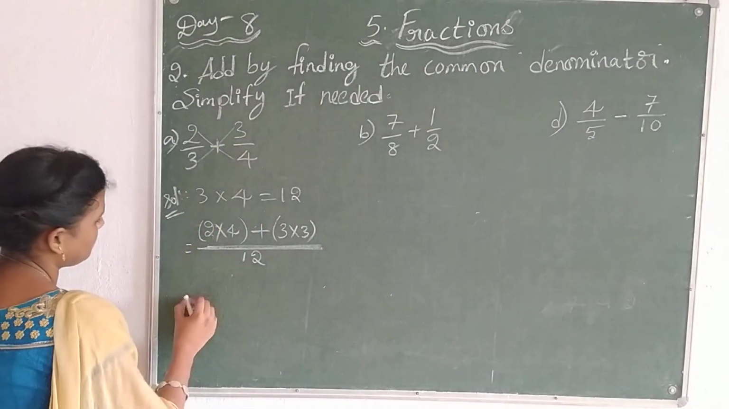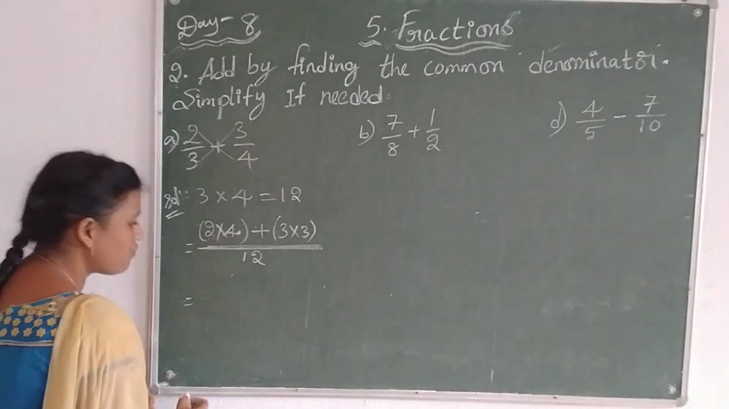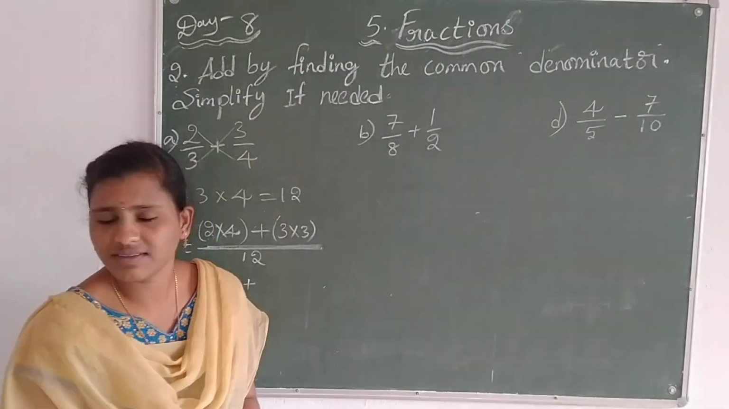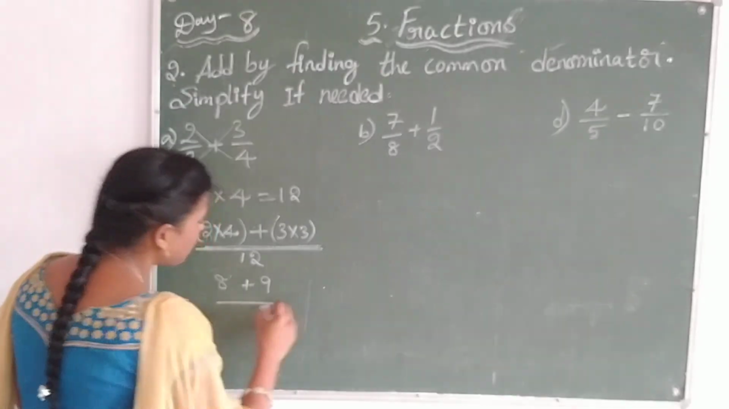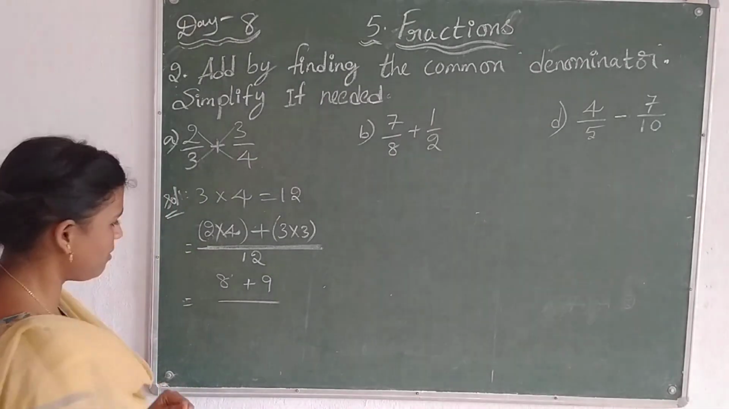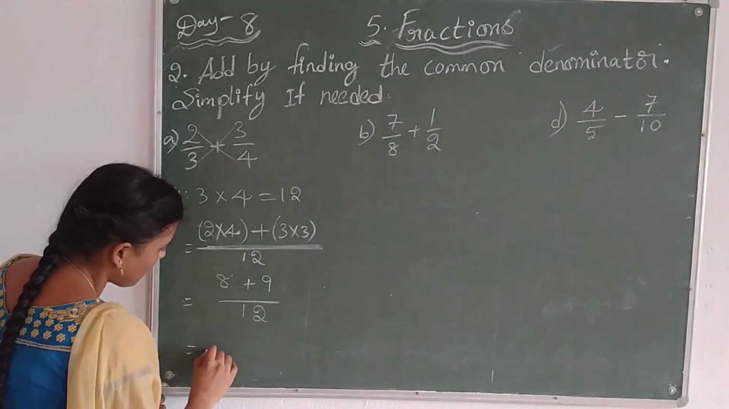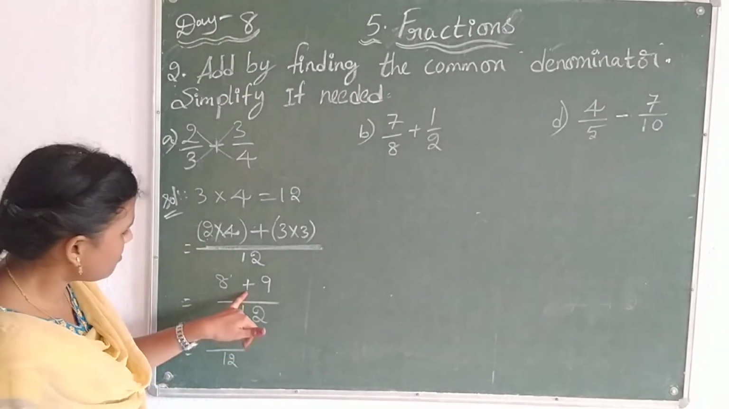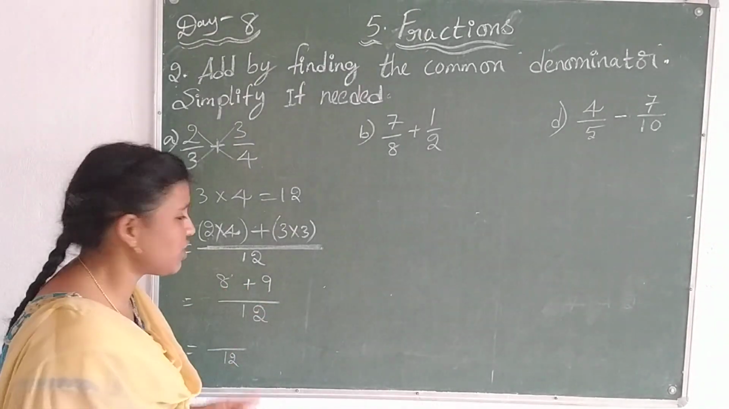Let's see. 2 fours is how much? 2 fours is 8. Plus 3 threes is equal to how much? 9. And what is the denominator? The denominator is 12. Let's take 12 as the denominator again and see these two numbers. What is the symbol? Addition. Plus. So do the addition here.